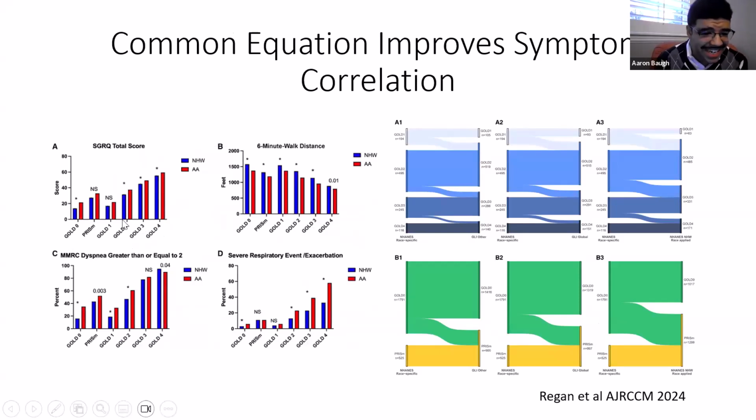I think there are a couple of things we can note here. One is that if you look where some of these symptoms are the starkest, like dyspnea, it's in these early, GOLD 0, right? And then you look over here, when they applied the race-neutral reference equations, where are the biggest shifts happening? Look at the A2 and B2. This is using the GLI global equation. And you see the biggest shift for these Black populations is actually in this GOLD 0 to PRISm. So they're reclassifying in a way that makes sense.